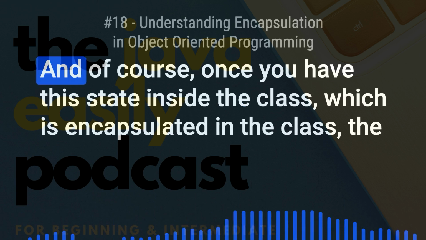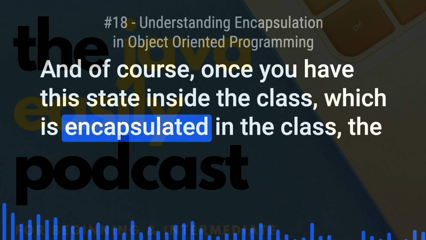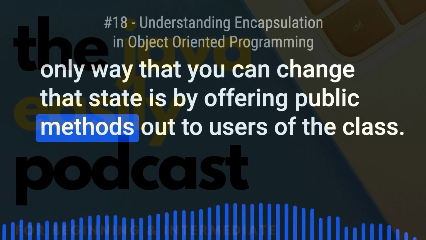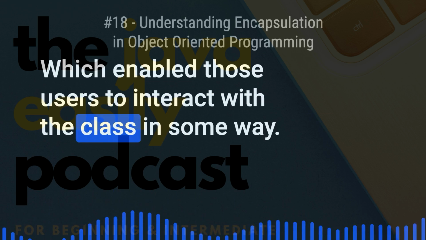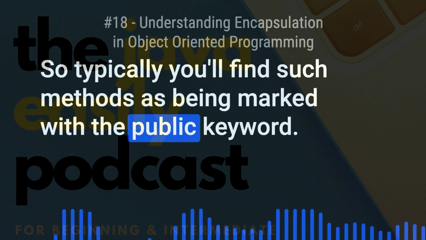to take place. And of course, once you have this state inside the class, which is encapsulated in the class, the only way that you can change that state is by offering public methods out to users of the class, which enable those users to interact with the class in some way. So typically, you'll find such methods marked with the public keyword.